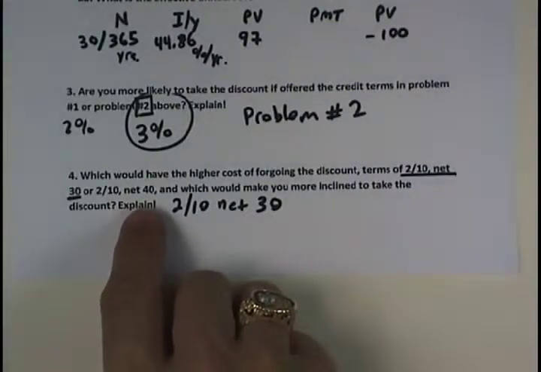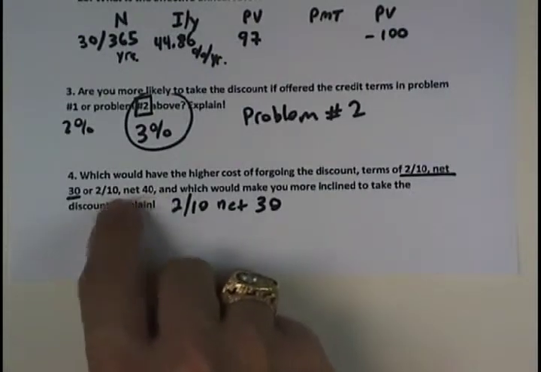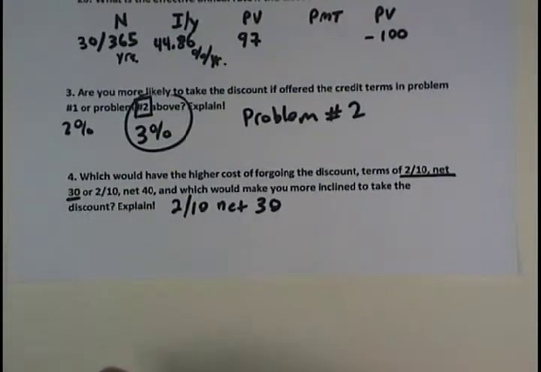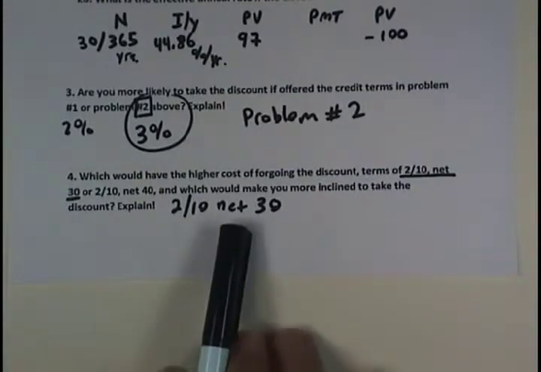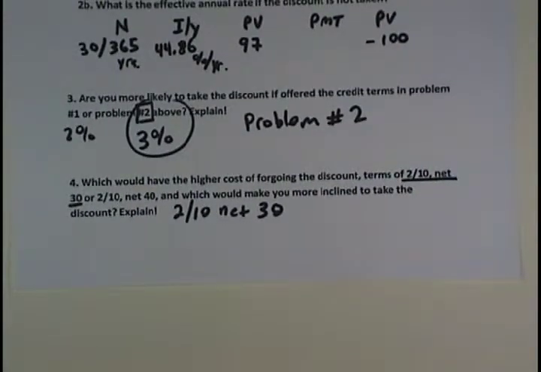For 2/10 net 40, those 30 additional days would be 30-day periods you'd annualize only based on about 12 periods during the year. So the 2/10 net 30 will have the higher cost of foregoing the discount because you only gain 20 additional days to pay, or you would annualize 18 periods during the year and come up with a really high APR if you don't take the discount under terms of 2/10 net 30. And that concludes the Chapter 20 Supplemental Homework Practice Problems.